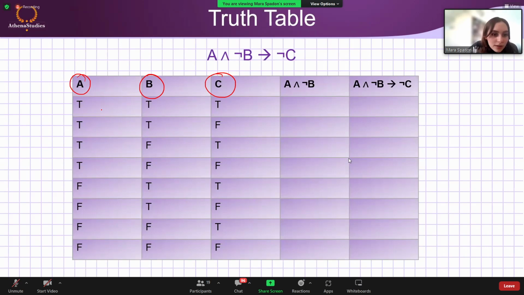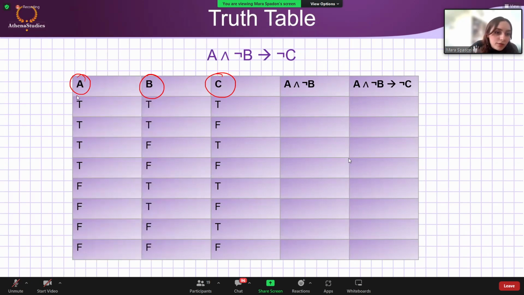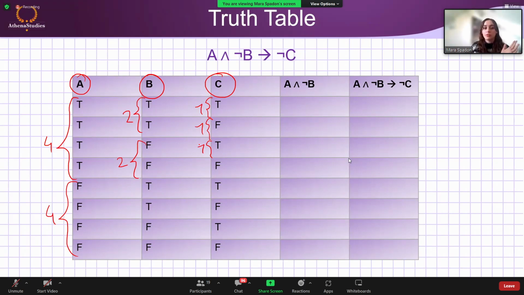So in order to write down the correct combinations, you can have A is true 4 times and false 4 times. So you switch from true to false every 4 rows. Here you switch every 2. And here you switch for every one of them. So if you do this, then you know for sure you have all possible combinations.